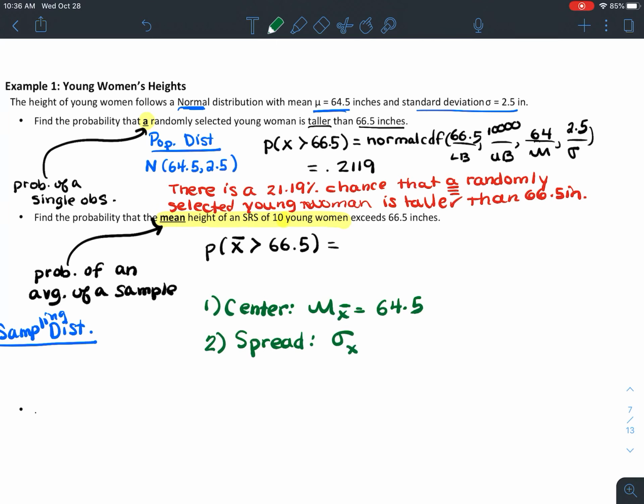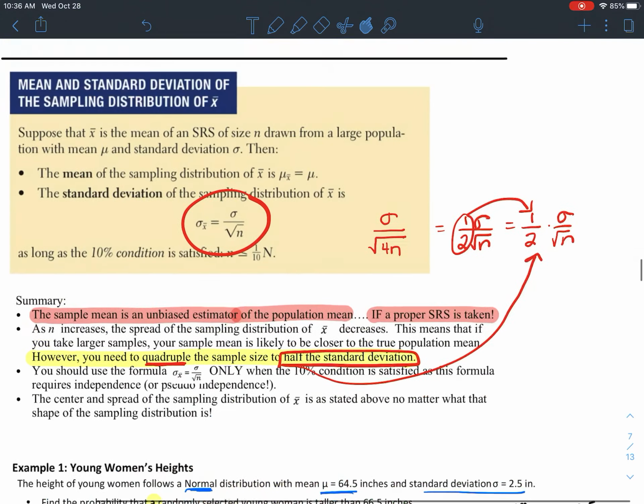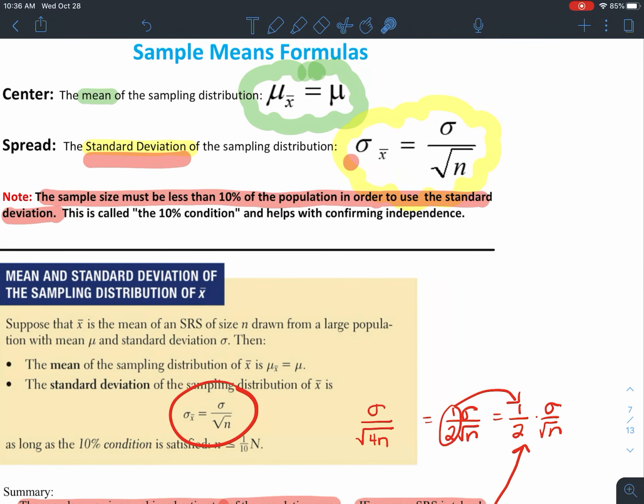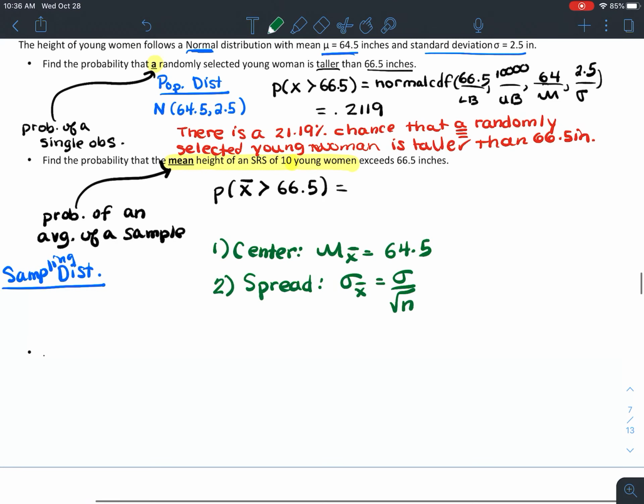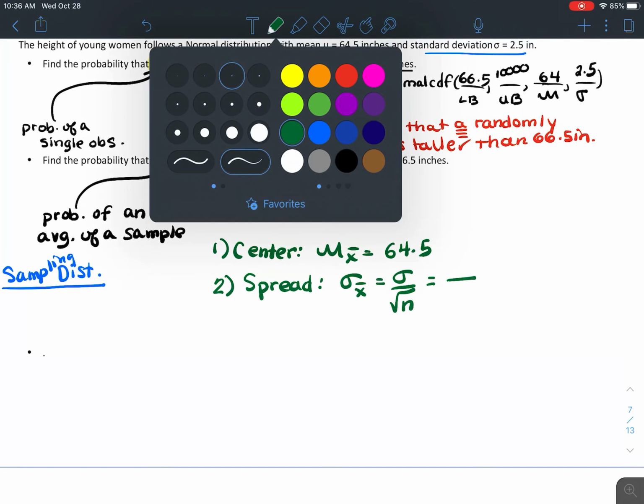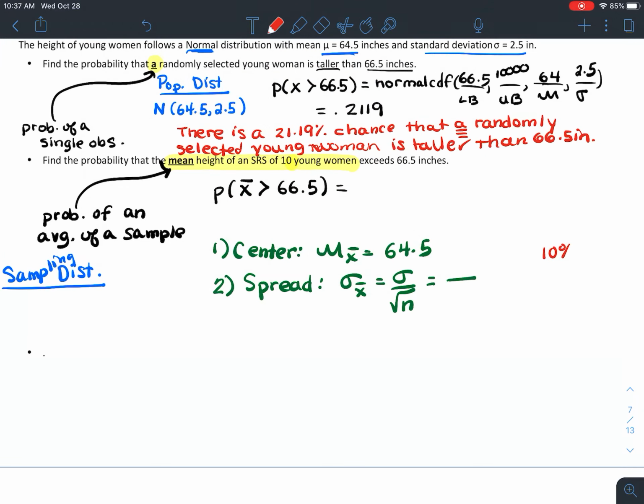For the spread, I'm going to be using the formula again that's at the top of this sheet here. That's to take the population standard deviation and divide it by the square root of my sample size. Now before I get ahead of myself and make that substitution, off to the side, I need to do the 10% condition to make sure that I'm not taking a sample that's too large without replacement, that I'm going to lose that independence condition.